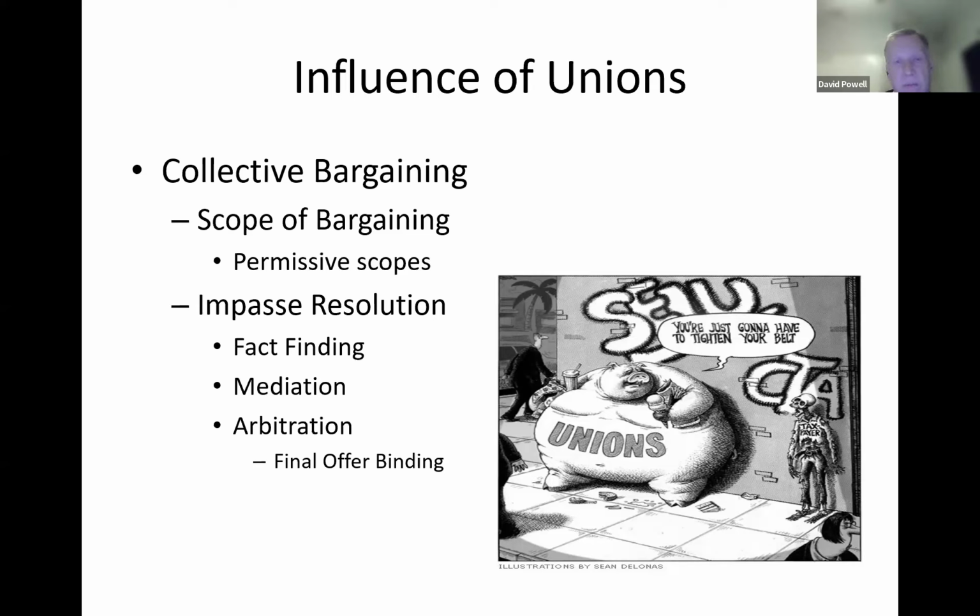The federal level has kind of a weird system in that it typically has a relatively permissive scope with the exception of compensation. For the majority of federal employees, compensation is not included within the permissive scope of collective bargaining. So you cannot collectively bargain over compensation. The reason for that is that Congress sets the compensation of the federal service.